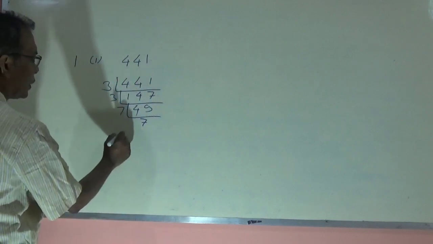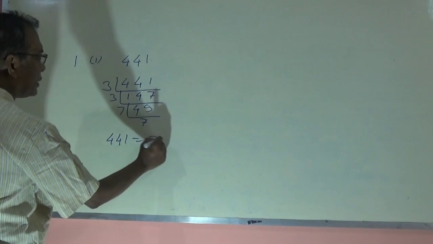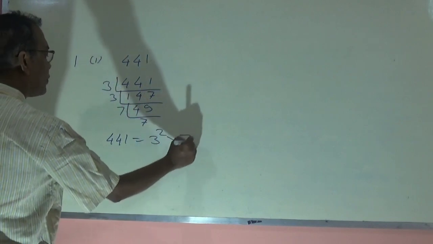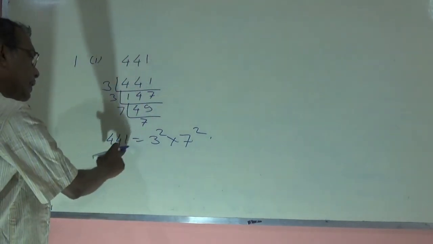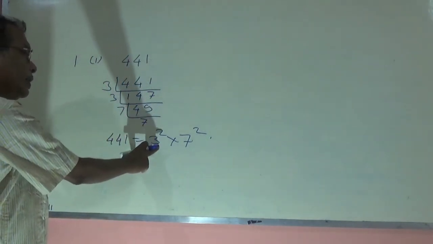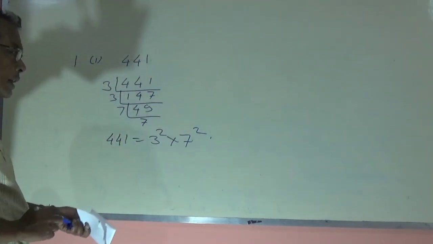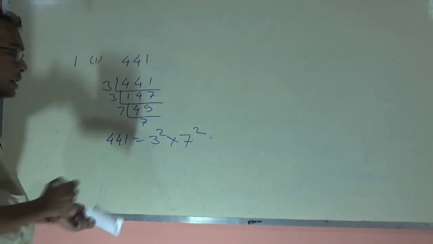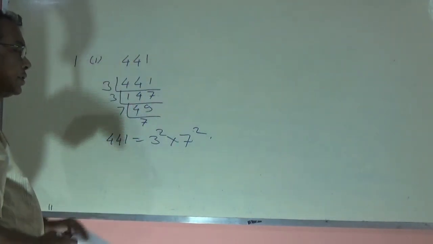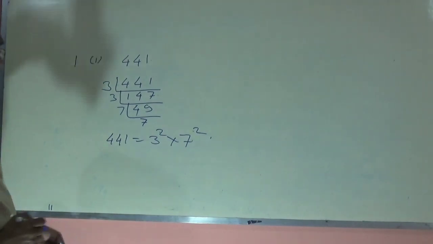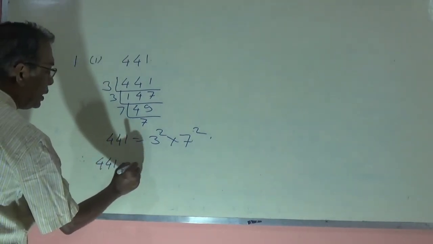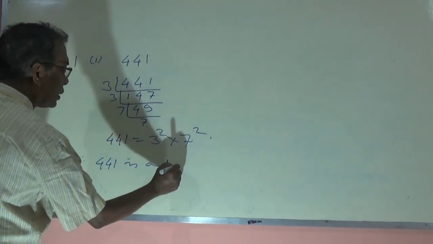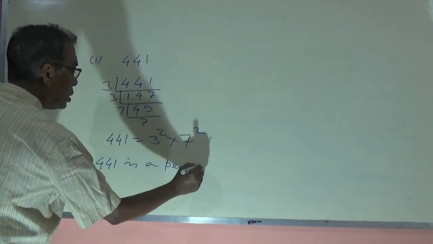So 441 you can write as 3 square and 7 square. So I am finding that this number is nothing but 3 square and 7 square. Two prime numbers are there, and on each prime number a square sign is there. So therefore this is a perfect square. So therefore 441 is a perfect square.